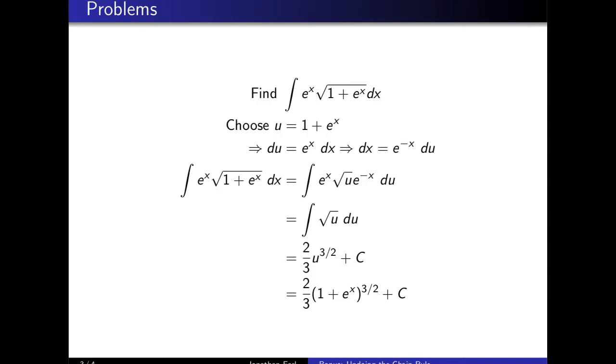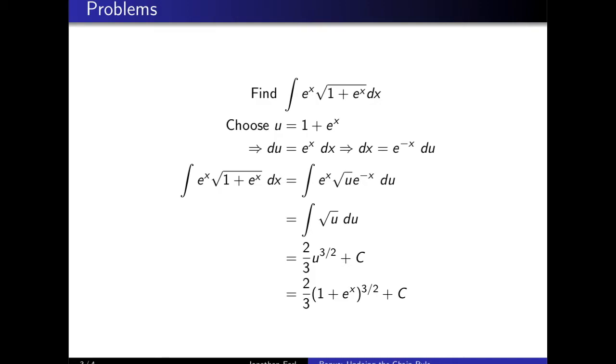Okay, so then we can write dx as e to the minus x du, and then just put in our substitutions. So we'll have the antiderivative of e to the x times the square root of 1 plus e to the x dx. We can rewrite it as an antiderivative of e to the x square root of u times e to the minus x du. The e to the x and the e to the minus x will cancel each other out. We'll just be left with square root of u du.